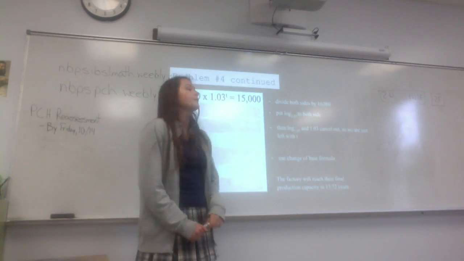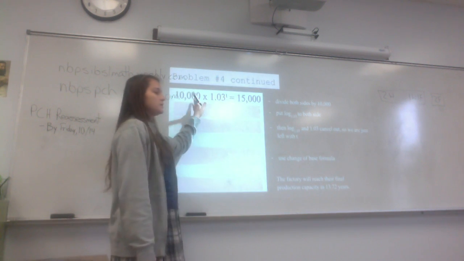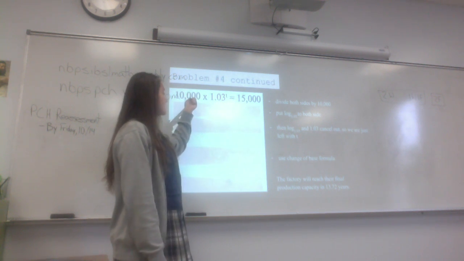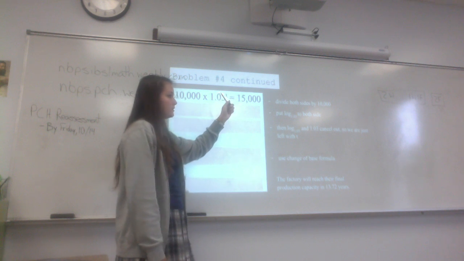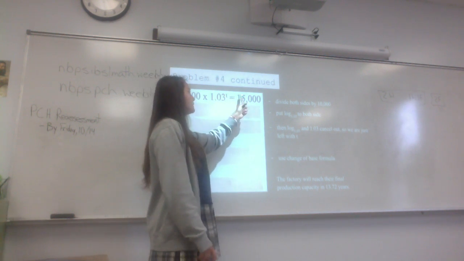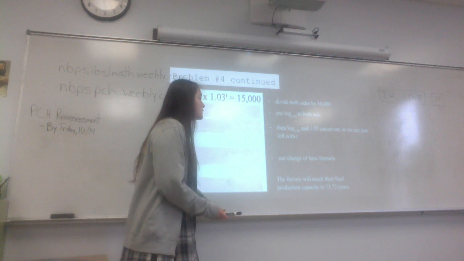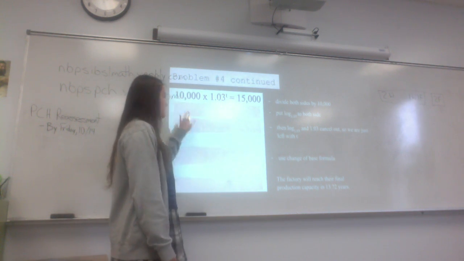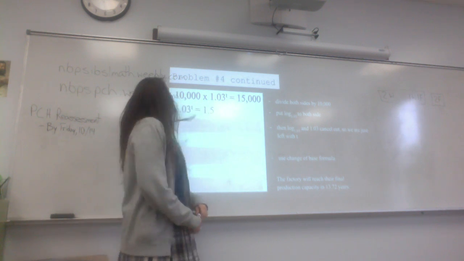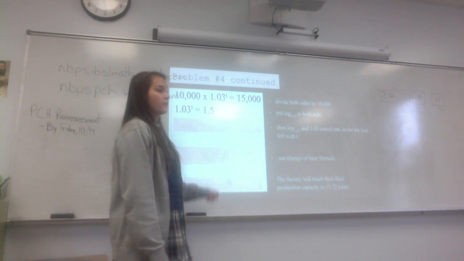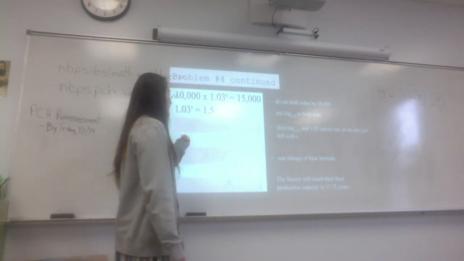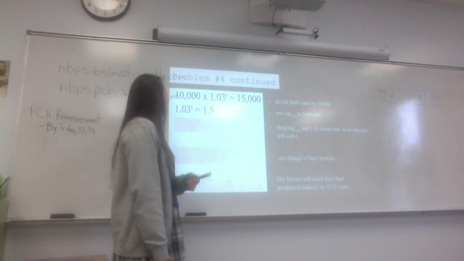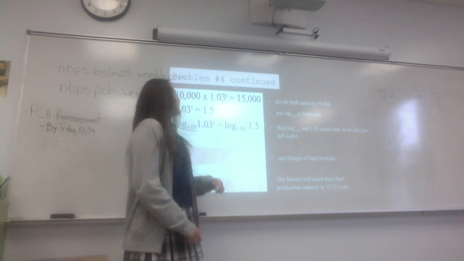Let's see the setup of the formula. It will be 10,000 times 1.03, not 103%, to the t power equals 15,000. Now, we divide both sides by 10,000, and we will get 1.03 to the t power equals 1.5. Now, what will we do? The log of 1.03 on both sides. Yes, exactly. So that's what we do.